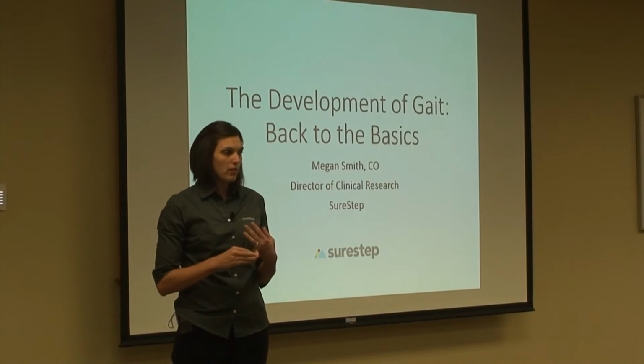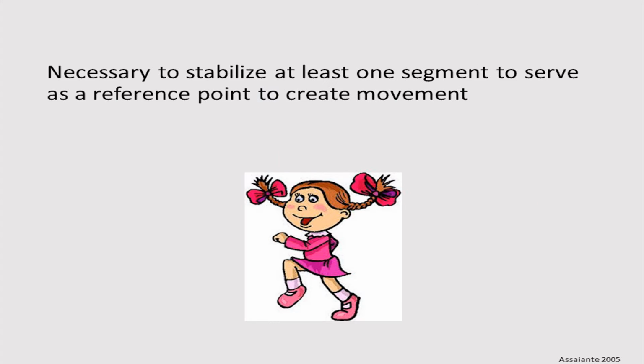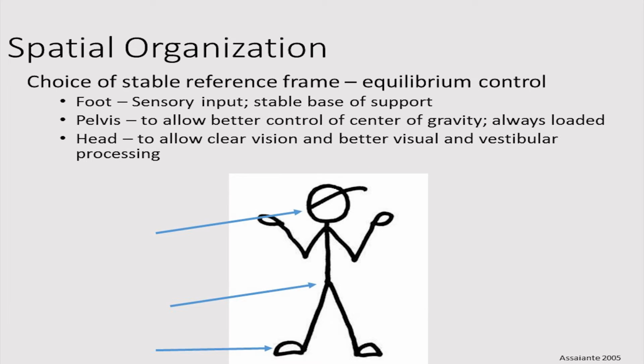So now that we've talked about the development of postural control, we'll spend a little bit of time talking about temporal and spatial organization. During gait and during any movement, it's necessary to stabilize at least one segment to serve as a reference frame to create positive movements. Okay, so during spatial organization and our choice of a stable reference frame, we have to pick one unit to be that frame of reference.